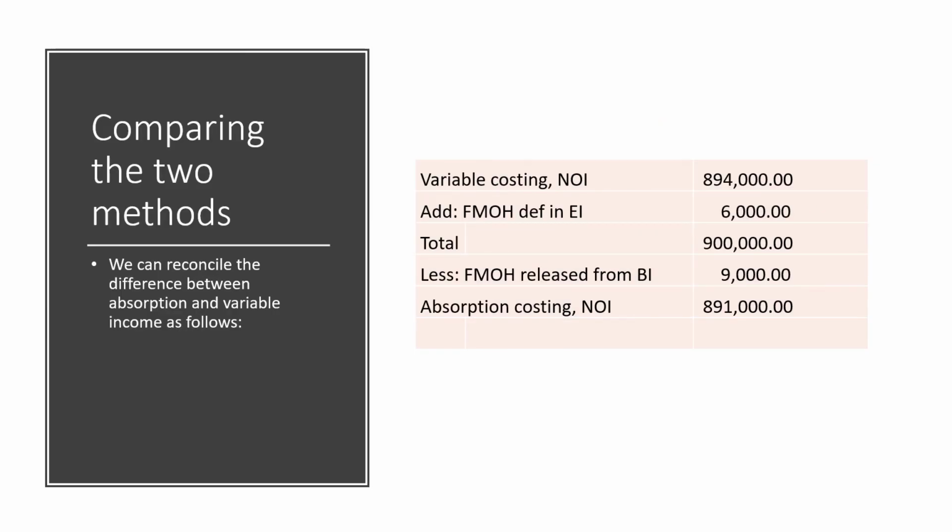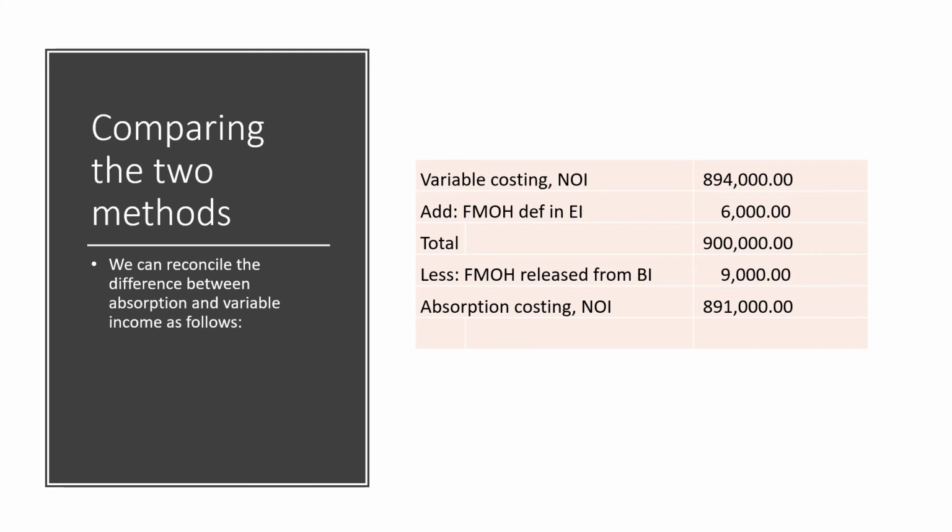Ngayon, let's reconcile yung income under variable costing and the income that you solved under absorption costing. So, mas malaki yung income reported under variable costing kasi that's 894, while yung income reported under absorption costing is only 891. Nasaan yung difference? The difference again is with your fixed manufacturing overhead. So, if we take a look at this table, so we begin with your variable costing net operating income na 894. Then we add yung fixed manufacturing overhead deferred in ending inventory. Magkano yon? 6,000. Kasi di ba may naiwan na 2,000 units at the end of the period. Tapos yung FMOH per unit nun is 3. And then, we get the total.